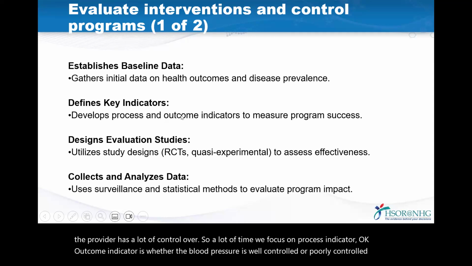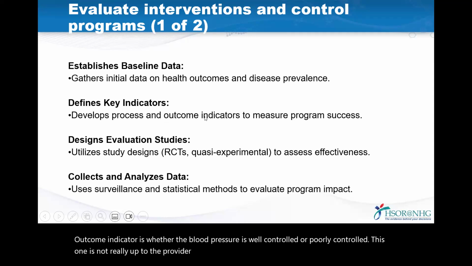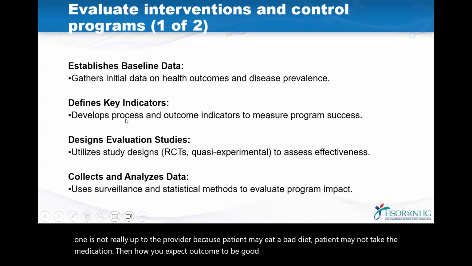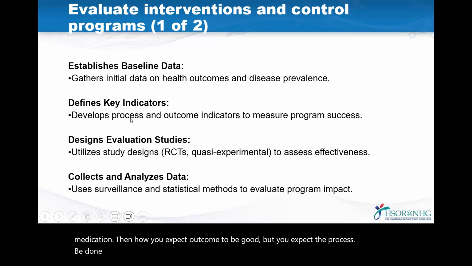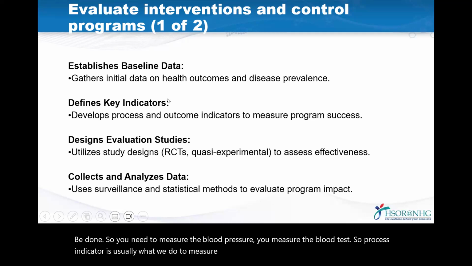This one is not really up to the provider, because the patient may eat a bad diet, or the patient may not take the medication. Then how do you expect the outcome to be good? But you expect the process to be done. So you need to measure the blood pressure, you do the blood test. So a process indicator is usually what we do to measure the thing.